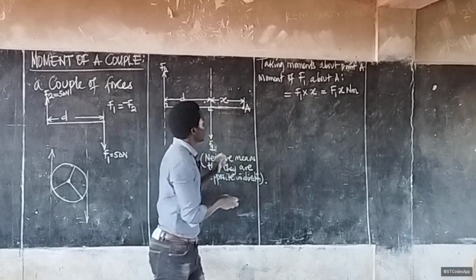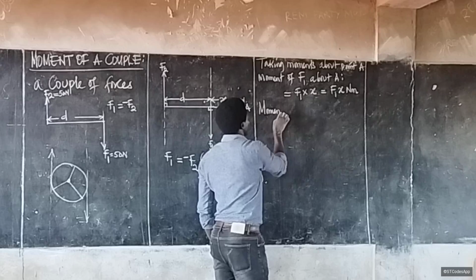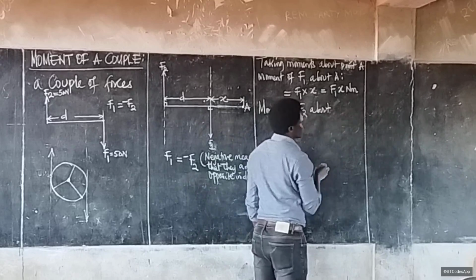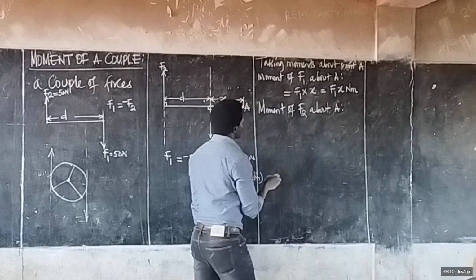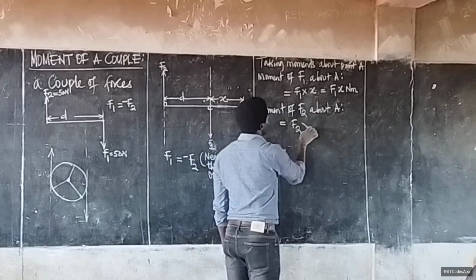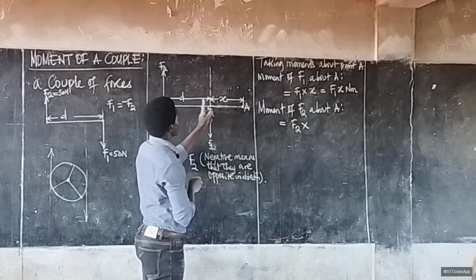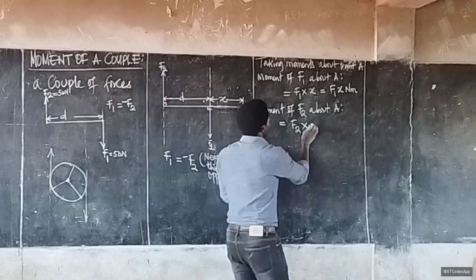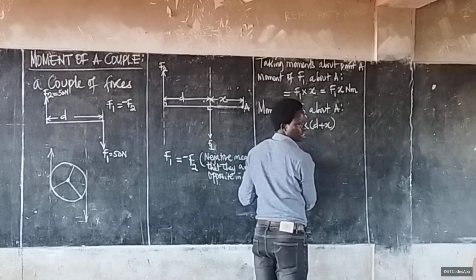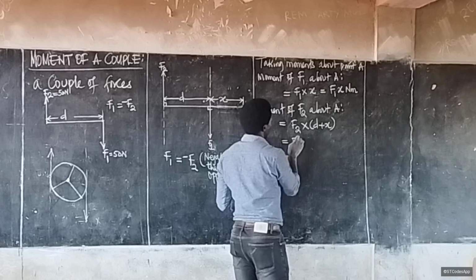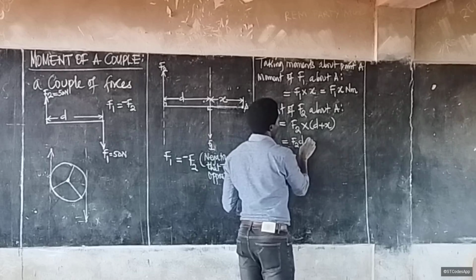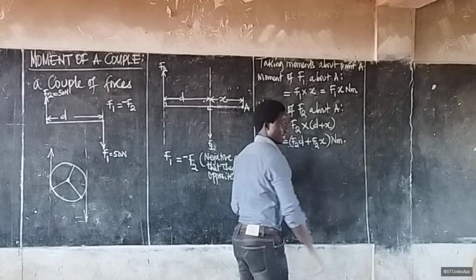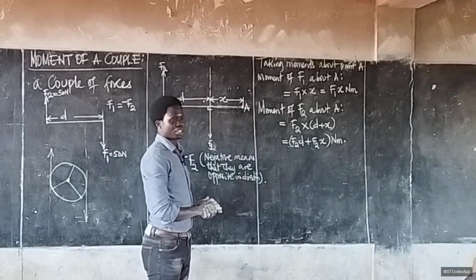That's the perpendicular distance. So we are going to get the moment of F2 about A still. This time around we shall have F2 times the perpendicular distance, which is D plus X. This will give me F2 D plus F2 X. And this is Newton meters. Is that okay? Yes.